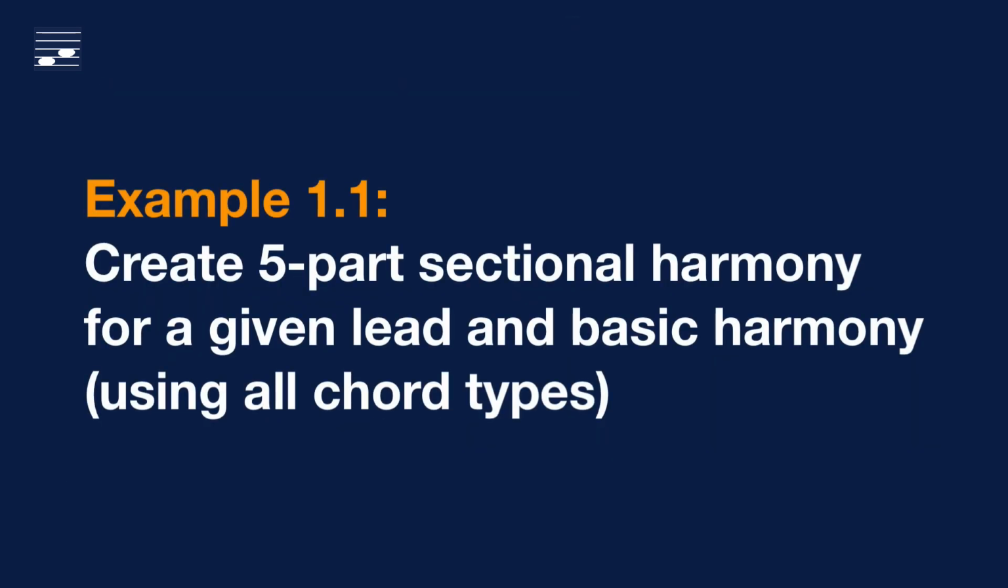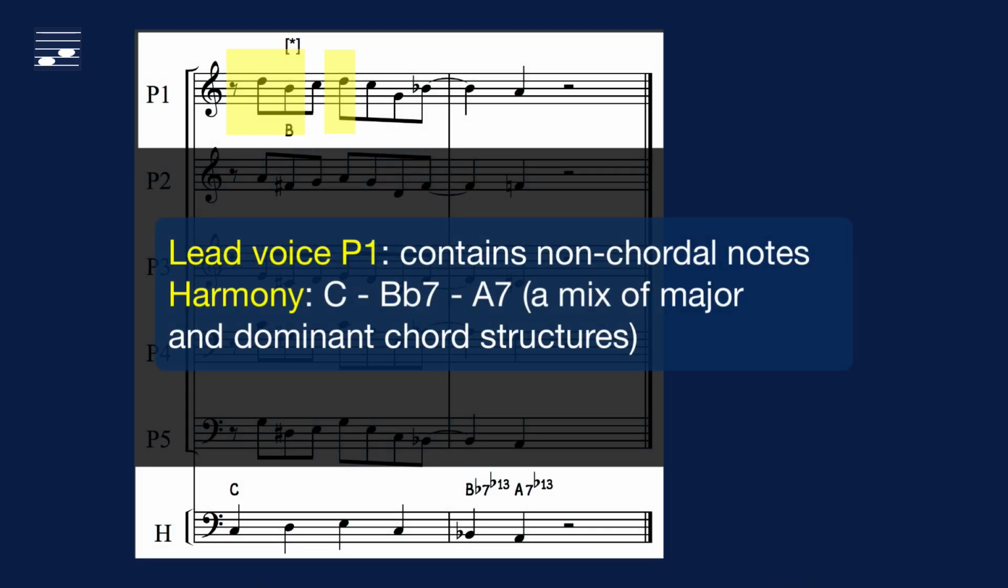The examples of a combination of various 5-part sectional harmony approaches are based on a 2-measure phrase with a given lead part and basic harmony. In the lead, we see a number of non-chordal notes that require harmonization. The basic harmony consists of a major chord followed by 2 dominant 7th chords.